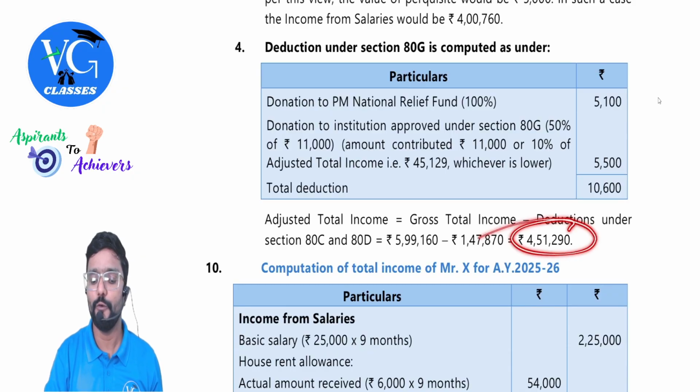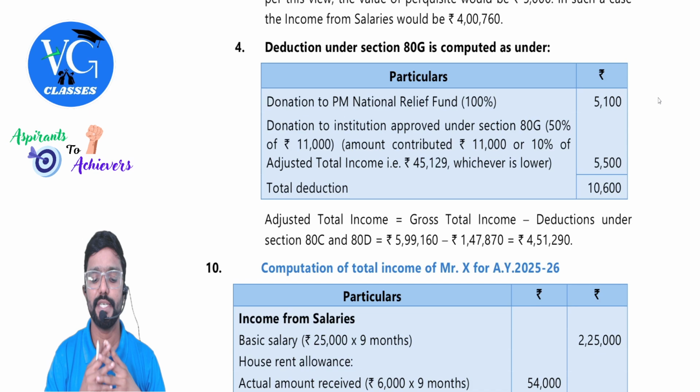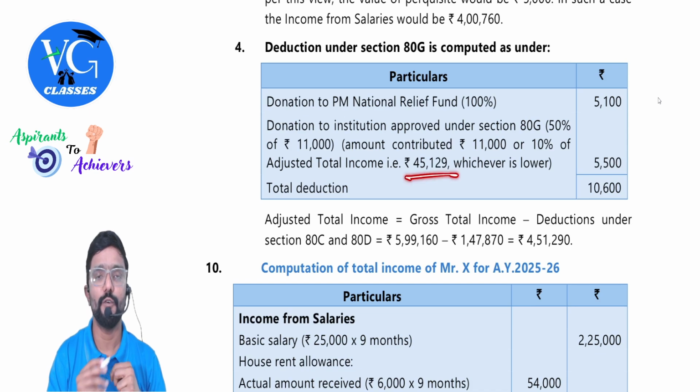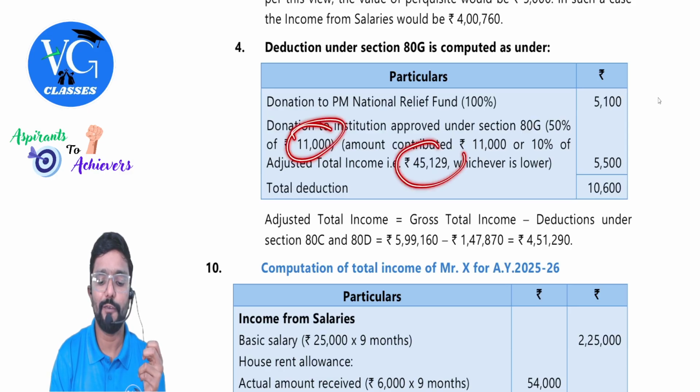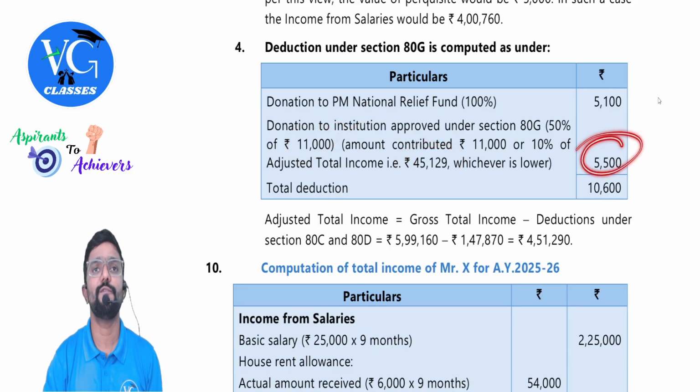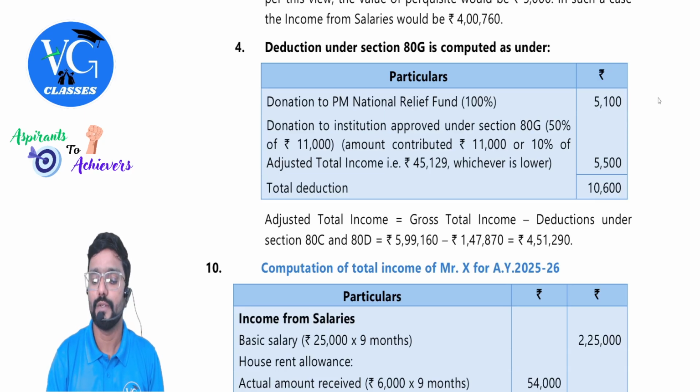It will come to 4,51,290. Take 10% of it, which comes to 45,129. So actual contribution or 45,129, whichever is lower, 11,000. So will 11,000 full be claimed now? No, 50% of that, which comes to 5,500 because this is D category. Only 50%. So what is the total deduction under section 80G? 10,600.